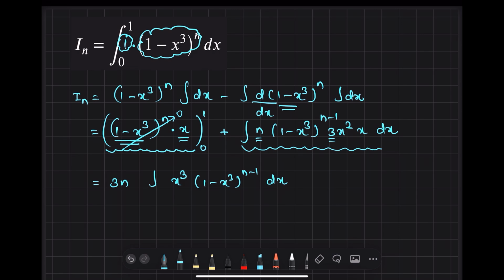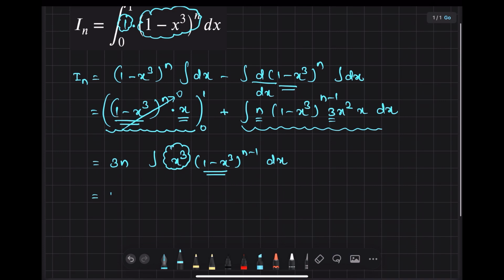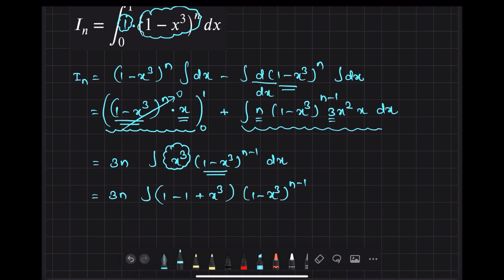So look at this, what I will do, I will manipulate this person to create this person. Okay, so we have to do something to create that. So look at this, how we will manage. So it is 3n integration, so we have to introduce 1. So what I will do, I will add 1, I will subtract 1, then it will be neutralized. We have x cube. Just tell me, can I do so, yes or no? Then (1 minus x cube) power n minus 1 dx. I hope this manipulation is okay.